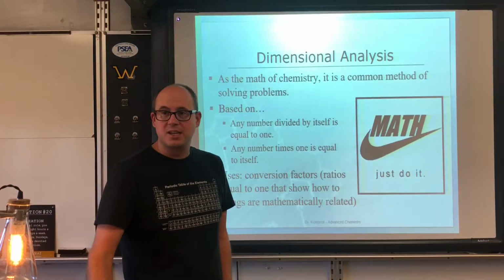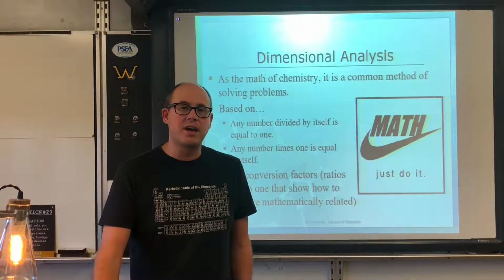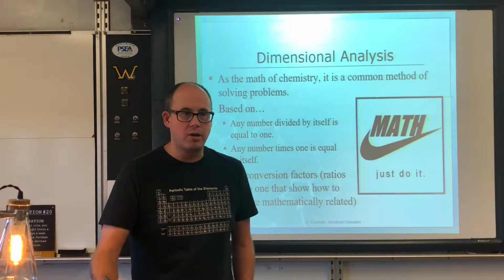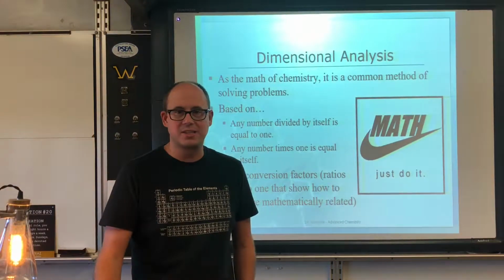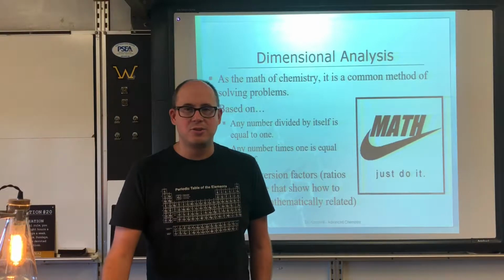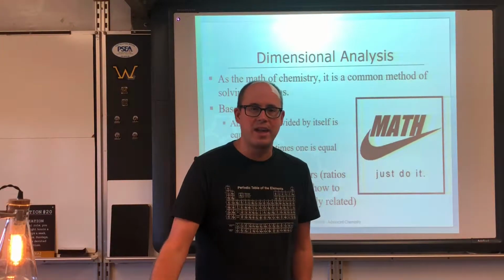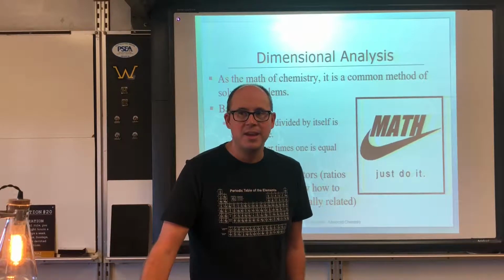Dimensional analysis is based on two of the most simple rules in math. The first rule is anything divided by itself is equal to 1. So 8 divided by 8 is 1, 16 divided by 16 is 1, 865 million divided by 865 million is 1. Of course, x divided by x is also 1, and apple divided by apple would be 1.